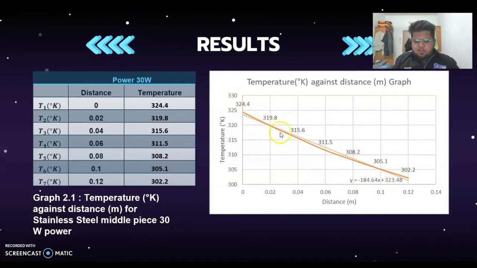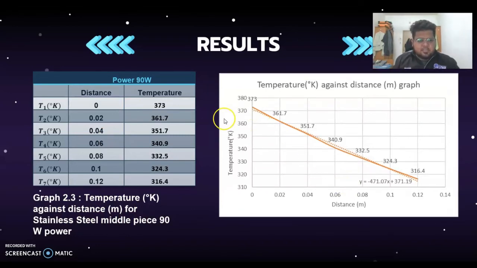Okay, after plotting all the lines, we are also able to get the gradient from Excel. And when you look at here, the gradient is around 184.64. Okay, next is the temperature against distance for the stainless steel middle piece at 50 watts of power. And next is the temperature against distance for the stainless steel middle piece at 90 watts of power.